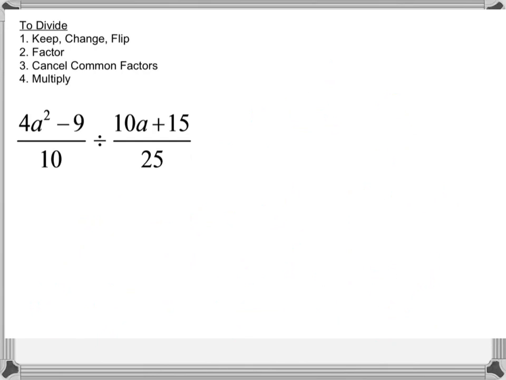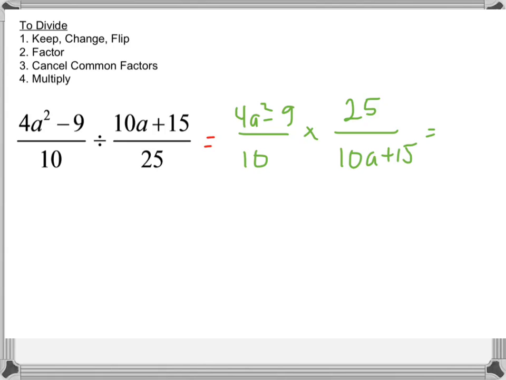Okay, let's try another one. So keep, change, flip here. 4a squared minus 9 over 10, and you might want to pause the video to see if you can do this yourself too. 10a plus 15. Okay, factor.